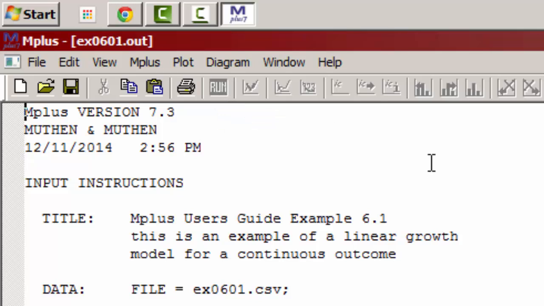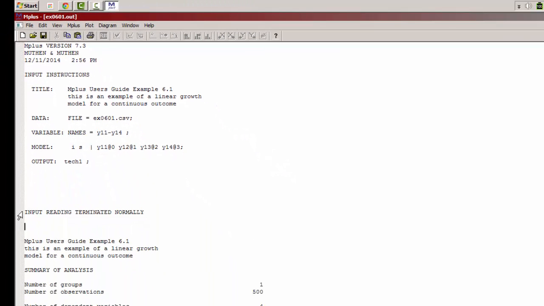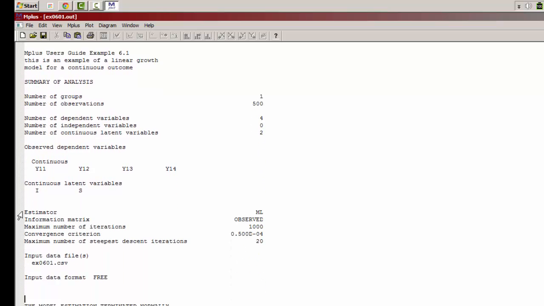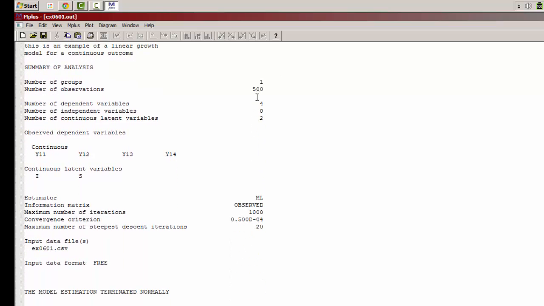And here's what we get. First, the input reading terminated normally. We love that. Second, we have information about the model that we're estimating. We've got 500 observations, 4 dependent variables, 2 continuous latent variables. They are I and S. We're doing maximum likelihood estimation.